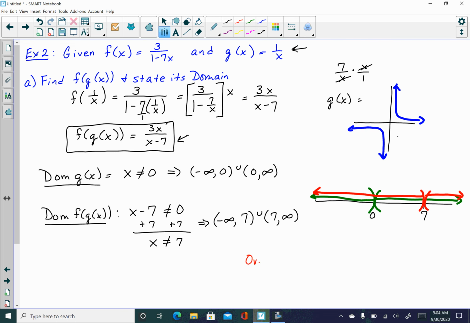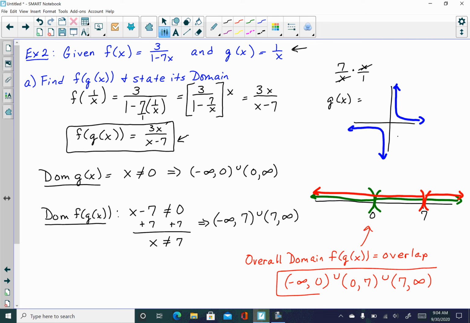So overall, the domain of f of g of x is equal to the overlap that you're seeing up here in this number line. We can see that red and green are on top of one another from negative infinity to 0, then again from 0 to 7, and then again from 7 to infinity. And that would be my overall domain for f of g of x.